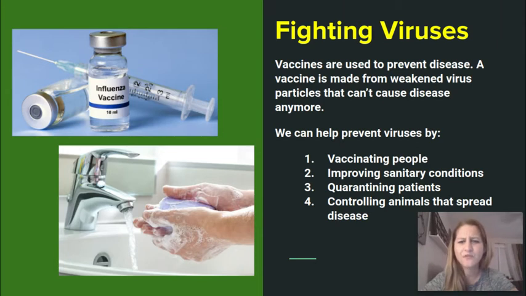And then lastly, number 4, controlling animals that spread disease. We talked in class about bats possibly being the cause of the coronavirus. So by helping to control these animals that spread disease, we can help prevent more people from getting this disease as well.